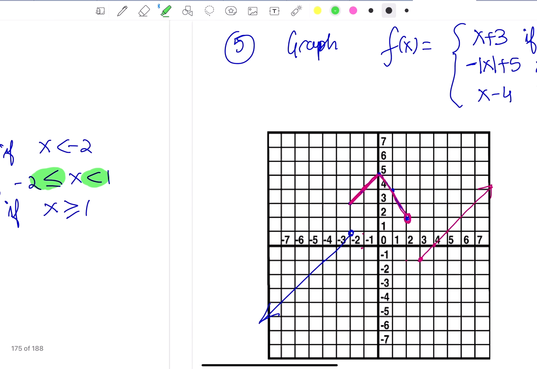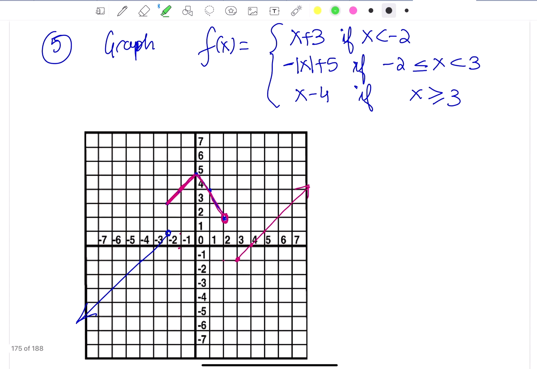Now for the next problem, pause for a minute, go ahead and give it a try, and come back and check your answer. We do have a straight line for x less than negative 2. Start plugging in the values. Plug in negative 2 in here. When we plug in x as negative 2, y turns out to be 1. And plug in negative 3, negative 4, and see where your line is headed.